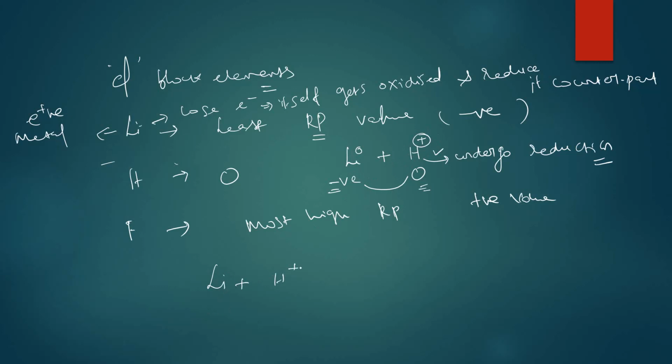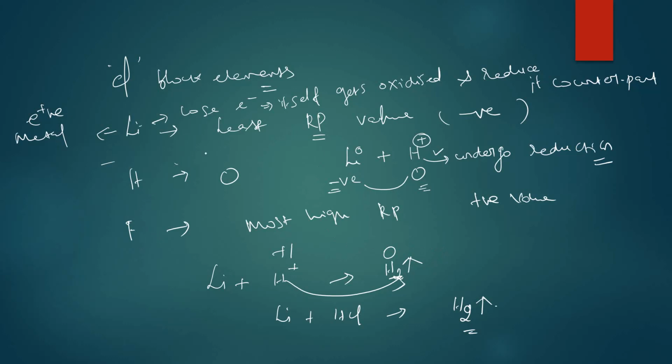So let me complete the equation here. Li plus H plus gives H2, it liberates hydrogen, or practically Li plus HCl gives H2. So the hydrogen gets reduced here. The oxidation state of H plus is plus 1 here, and the oxidation state of H2 is 0. So the oxidation state is reduced, so reduction takes place.